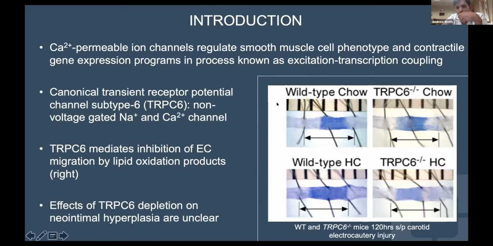Images of the explanted carotids are shown here, where the amount of blue staining reflects subendothelial collagen, thus de-endothelialized areas of the vessel. What one can see in the wild type mice is that high cholesterol leads to an increase in blue staining, and therefore is associated with decreased endothelial migration onto the injured segment of the vessel. And the effect appears to be blocked in TRPC6 knockout mice. The effects of TRPC6 and TRPC6 deletion on endothelial migration, in terms of its downstream effects on intimal hyperplasia and remodeling after vascular intervention, are not currently understood.